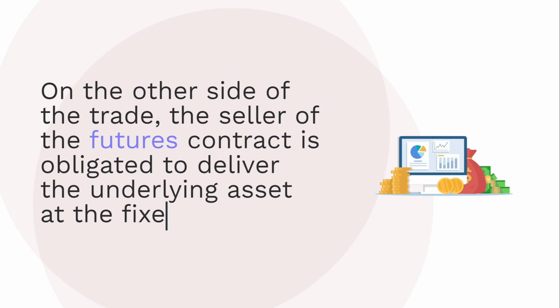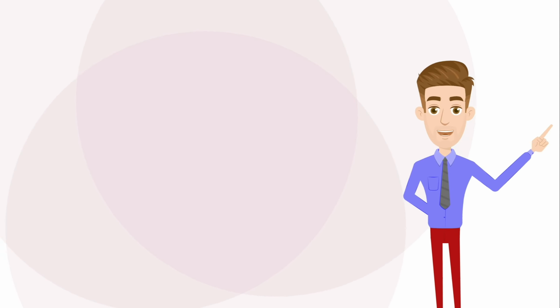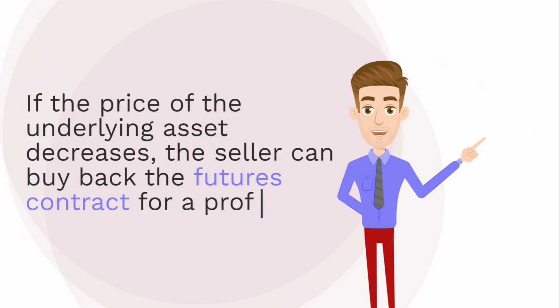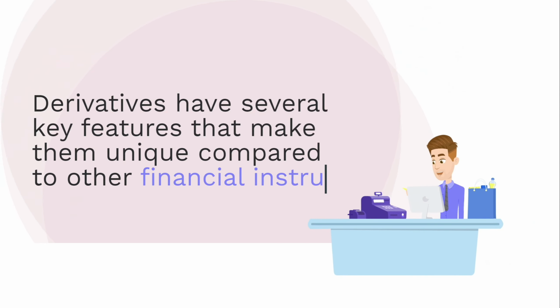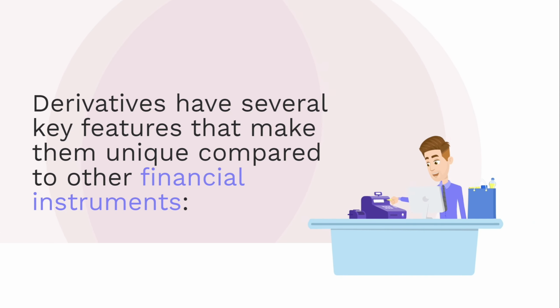On the other side of the trade, the seller of the futures contract is obligated to deliver the underlying asset at the fixed price. If the price of the underlying asset decreases, the seller can buy back the futures contract for a profit. Derivatives have several key features that make them unique compared to other financial instruments.